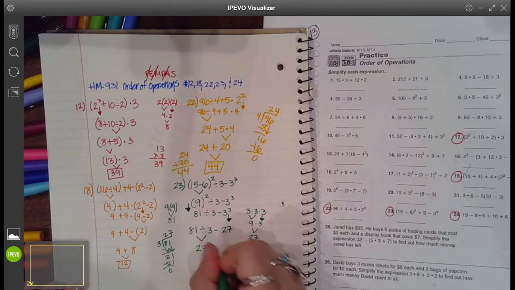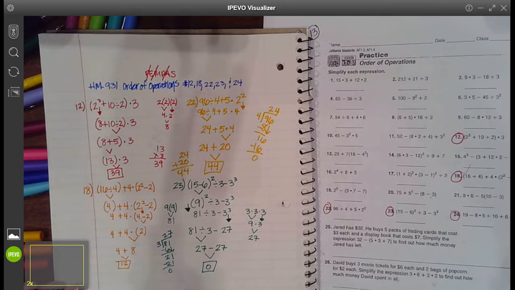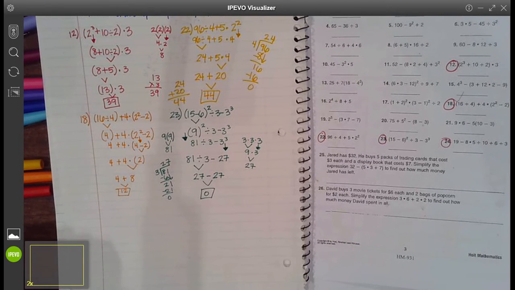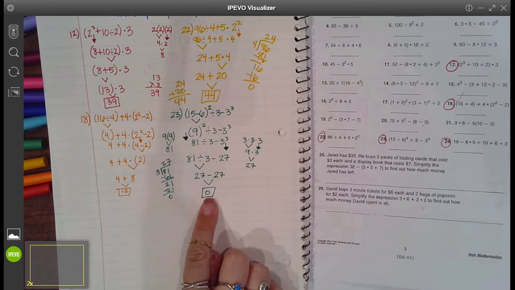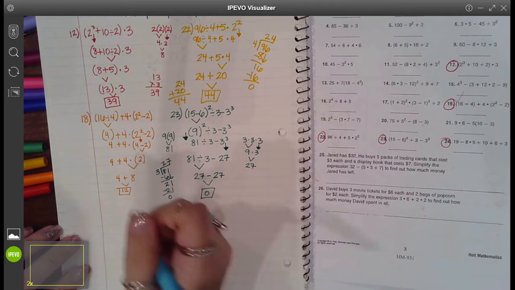So now I just bring down the minus 27. And what is 27 minus 27? 0. All that work, and we got an answer of 0. Okay, now that doesn't mean, if you ever hear the words no solution, that's not no solution. 0 is a number. Okay, just put 0 in the answer column.